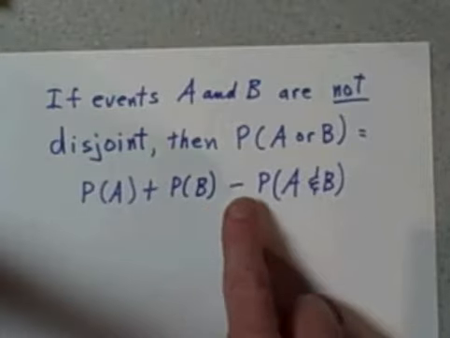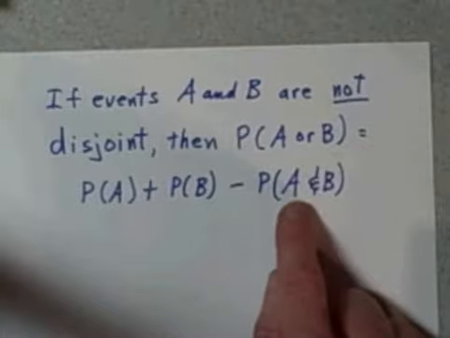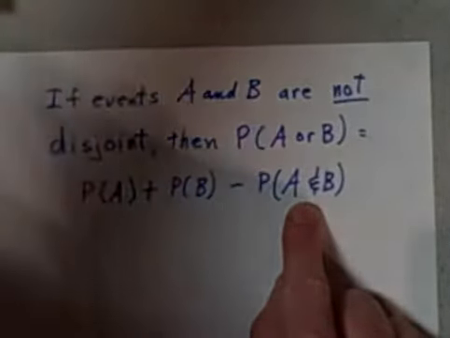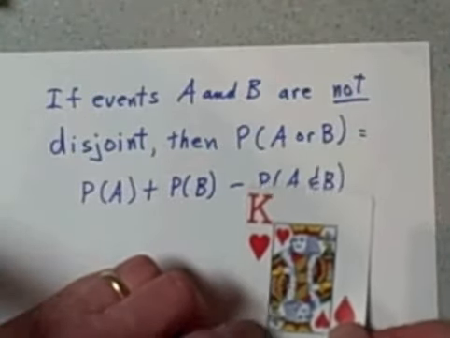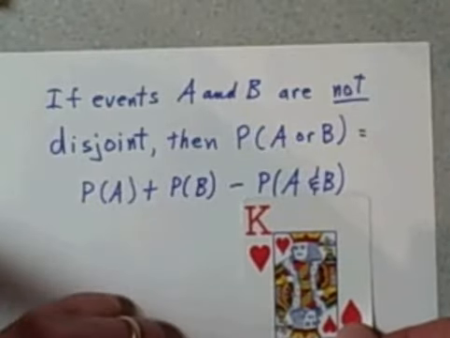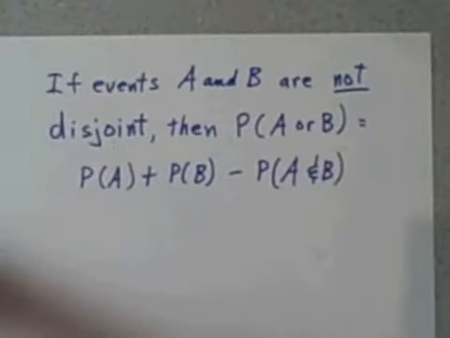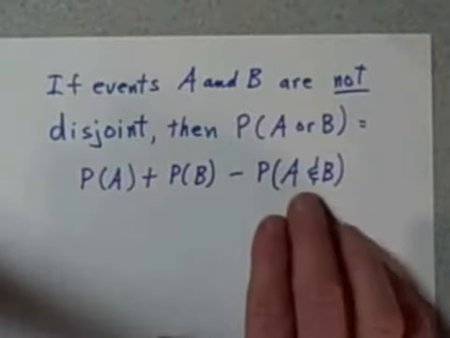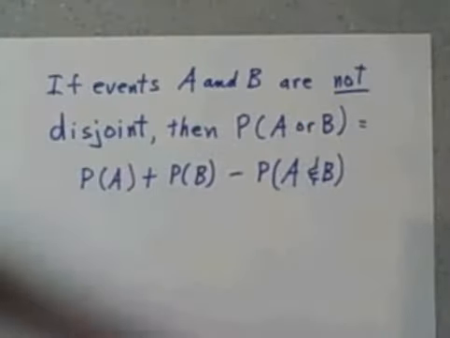But then here, we have to back out. We have to subtract the probability that both of them do happen at the same time. And our example here that we just did was the King of Hearts, where we had both a king and a heart. Okay, so let's keep this idea in mind that we have to subtract out anything in which they're happening at the same time if they're not disjoint. So let's do a couple examples.